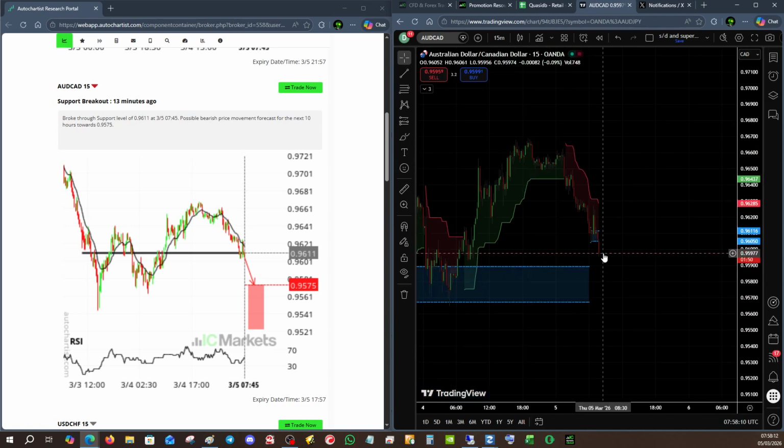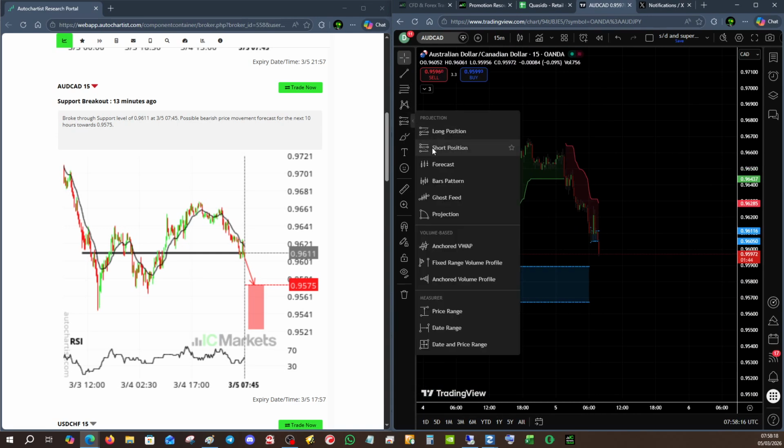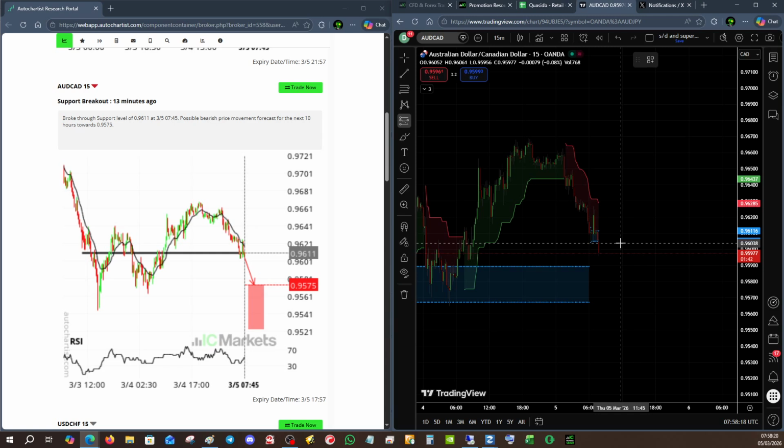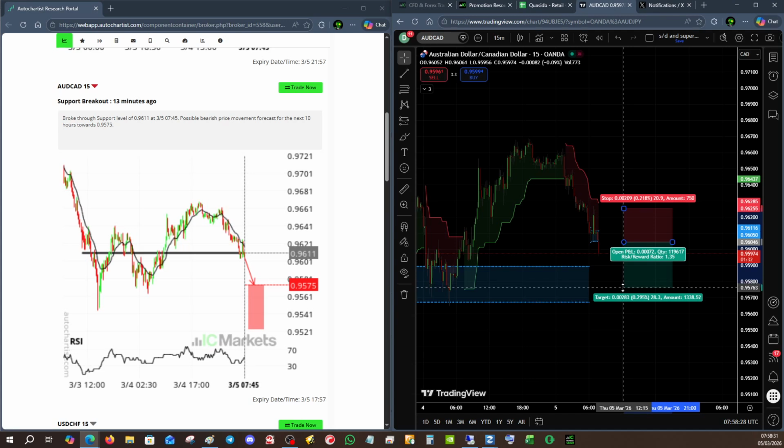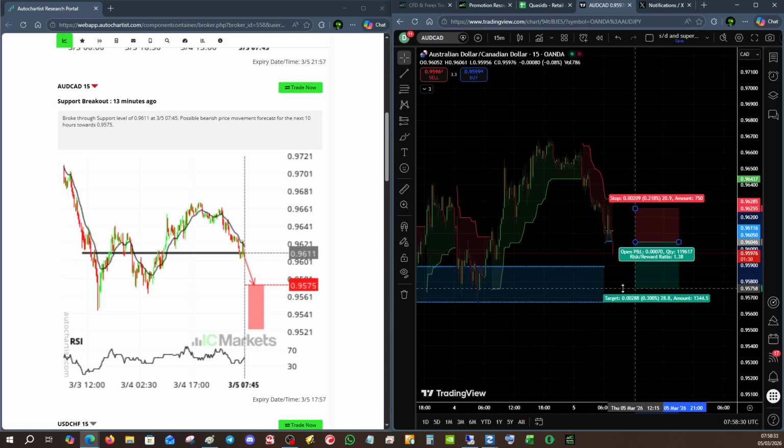Yeah, we've already moved quite a bit. 96.11 was their entry. It's going to be a bit late, I think. We could certainly look at it, just to see how it went. It's going to target 957 down here. So we're a bit late on this one, but that's okay. 9575. Yeah, it's right at the bottom there.